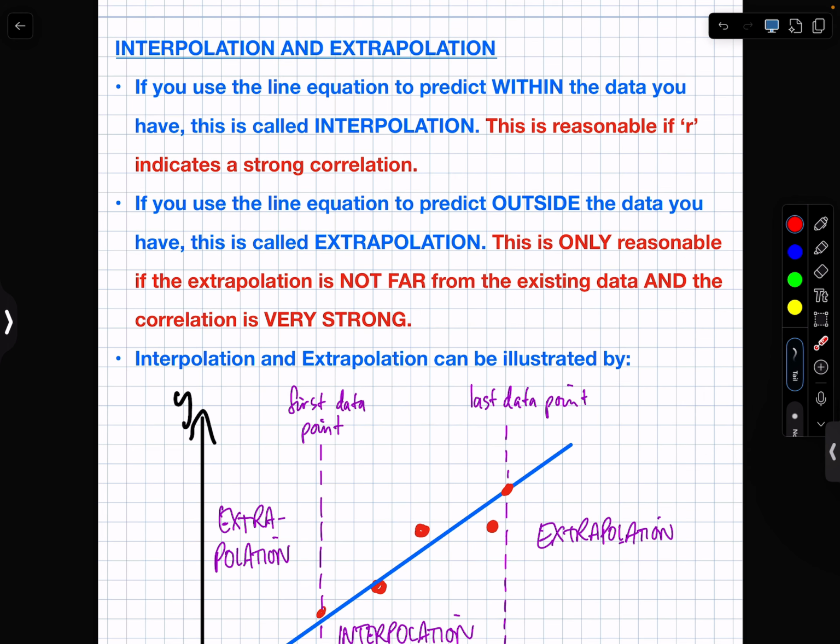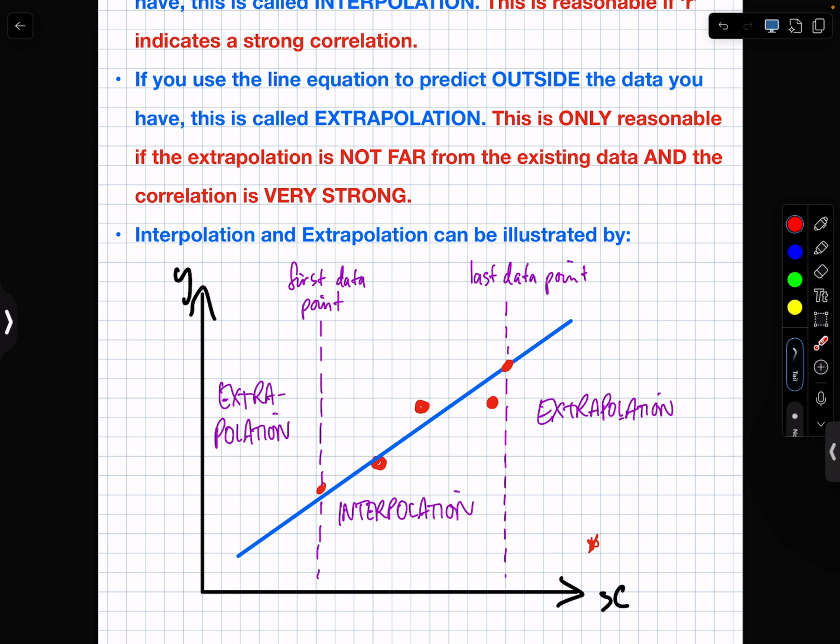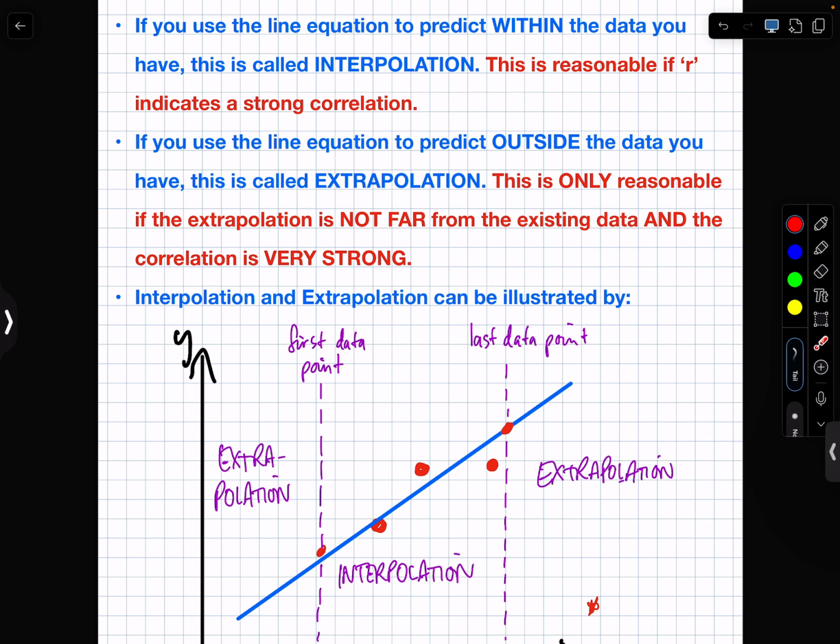So if you're asked a question about is extrapolation okay, be very specific about it. It's only reasonable if the extrapolation is not far. So let's say it asks you to predict a data point sort of here. Is that really far from our existing data? No, so it's sort of fair. Extrapolation out here, would that be fair? No. That's really far from our existing data. That's really taking a chance to say that that line's going to continue.